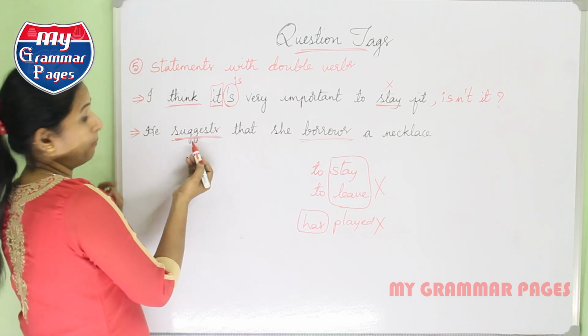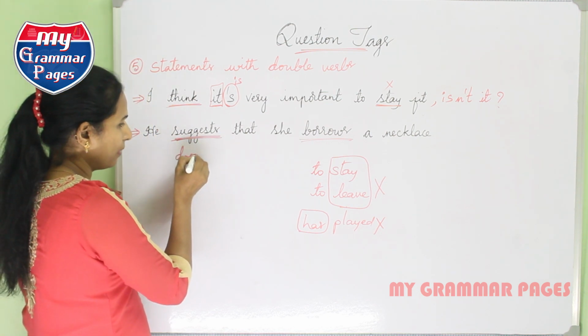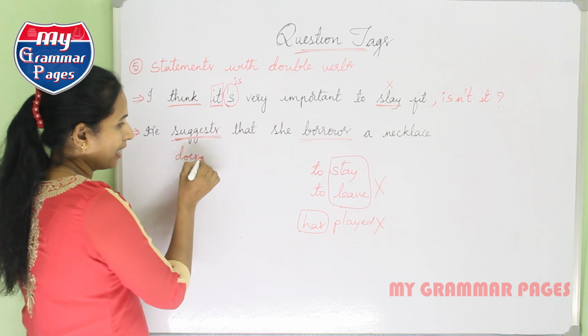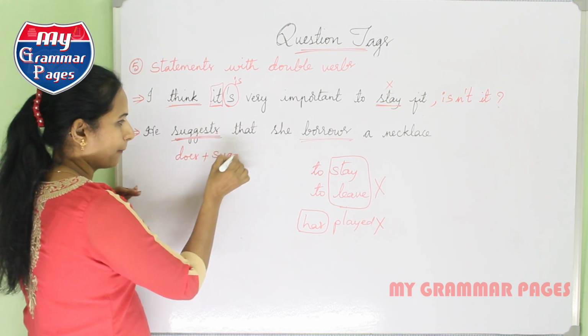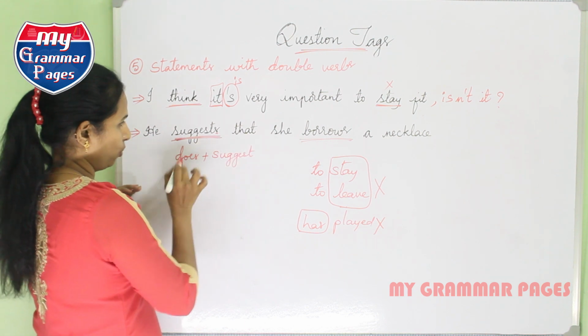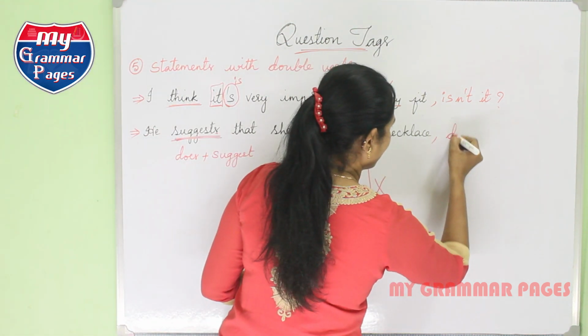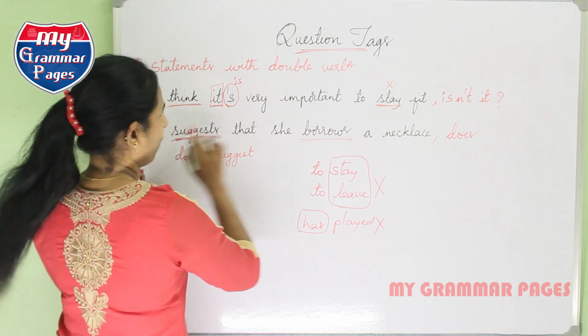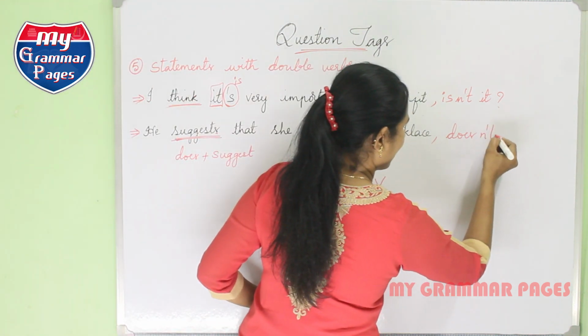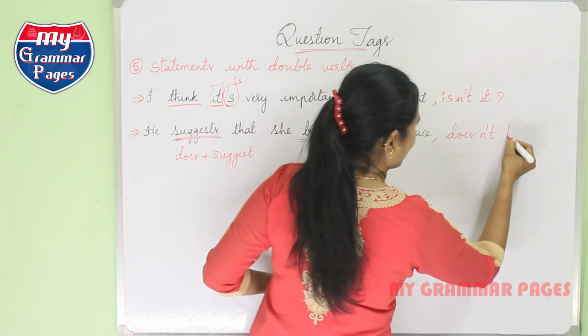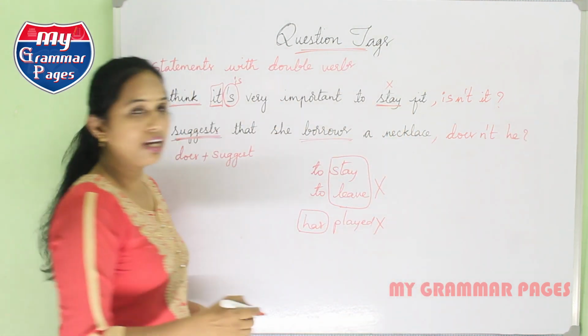Now this is the main verb. I'm splitting this main verb as it got added with yes. I'm taking does plus suggest. So let me take does here. This is a positive statement. Make it negative. Personal pronoun is he. Doesn't he will be the answer.